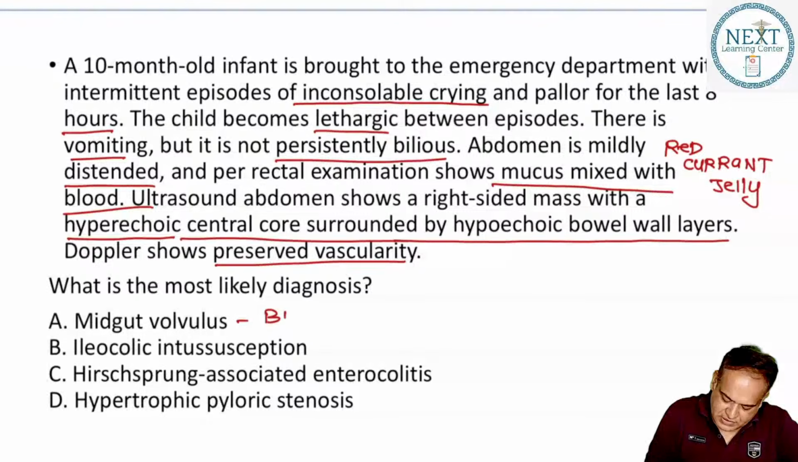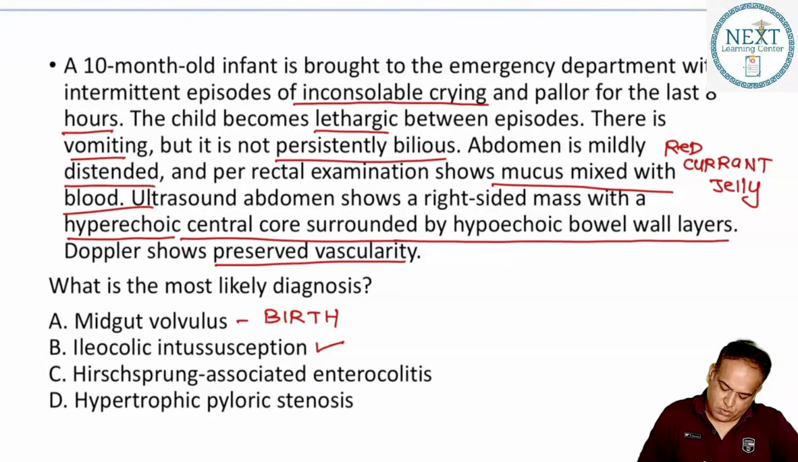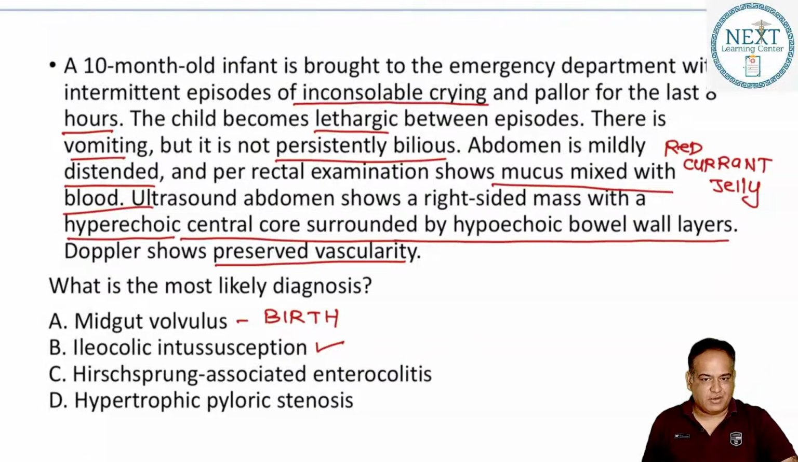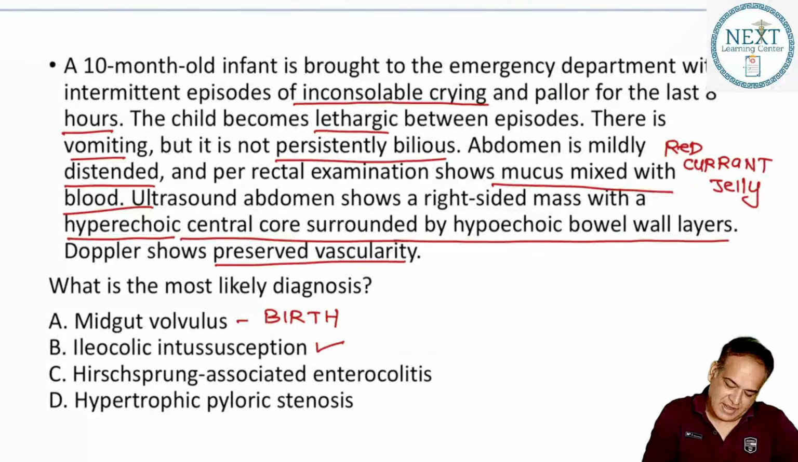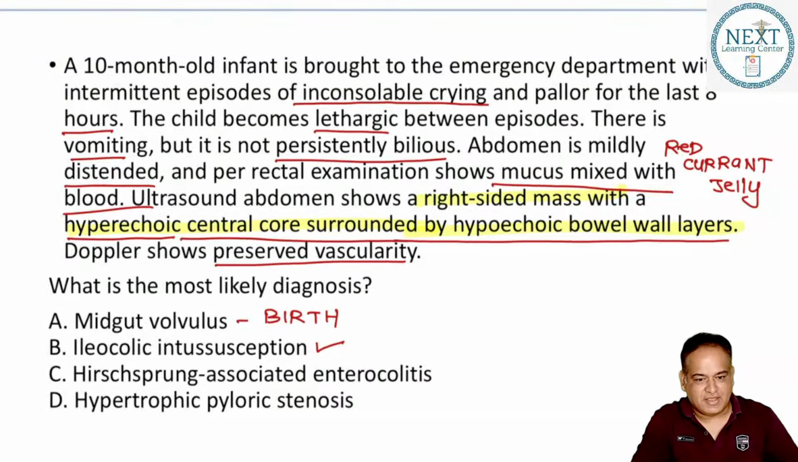Midgut volvulus presents at birth. So the answer is ileocolic intussusception. Yes, exactly, Dr. Kush Parmar ji. All these lines are indeed the same thing. This is basically the donut sign only.